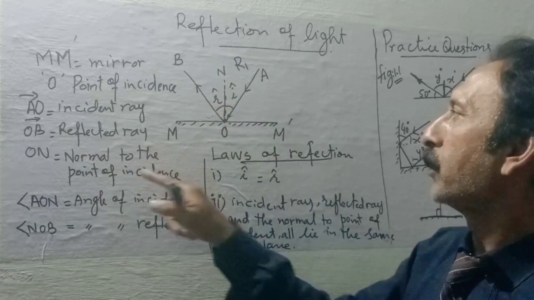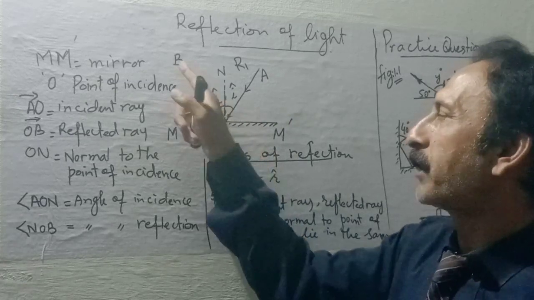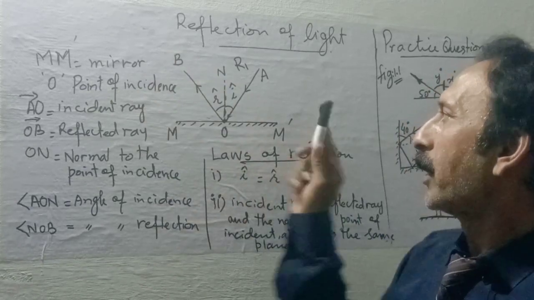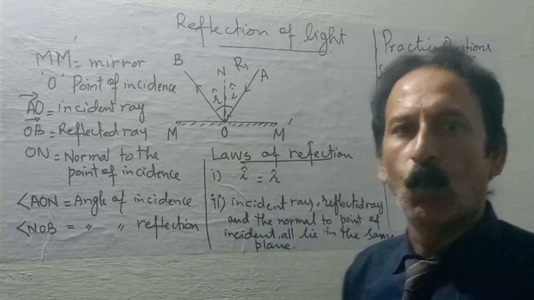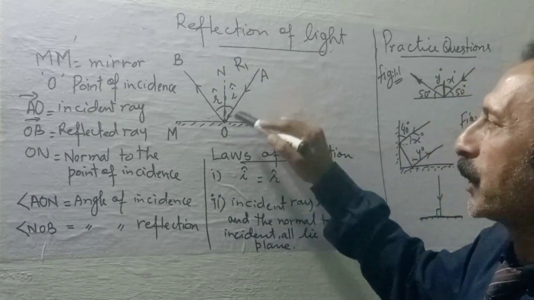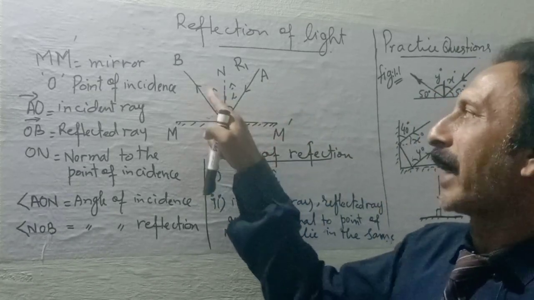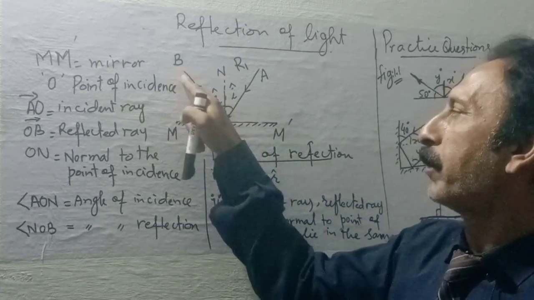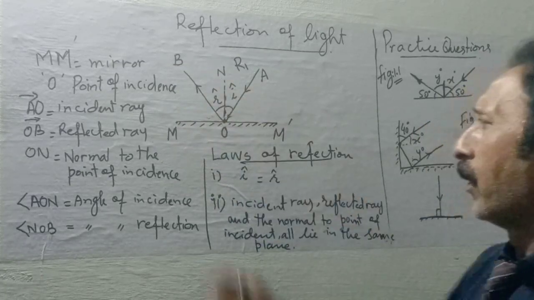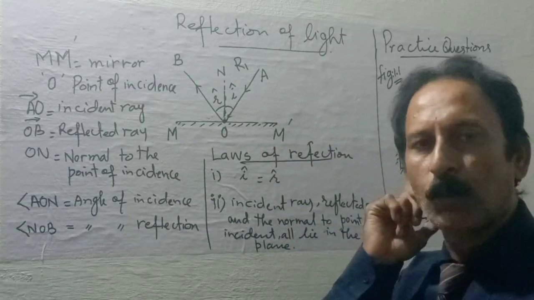ON is the normal at the point of incidence, and light ray OA, when it strikes here, bounces back along the path OB. So here are two angles which are formed with this normal ON. One is the angle made by the incident ray with the normal, that is the angle of incidence, and the second one is the angle of reflection, which is the angle made between the reflected light ray and the normal.